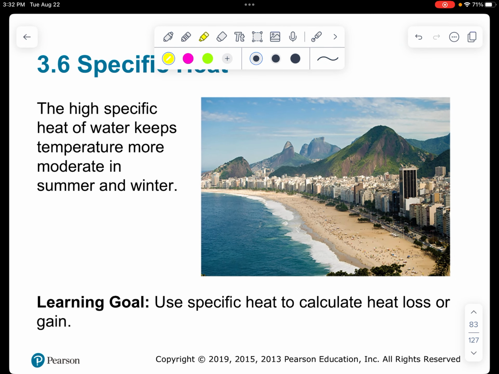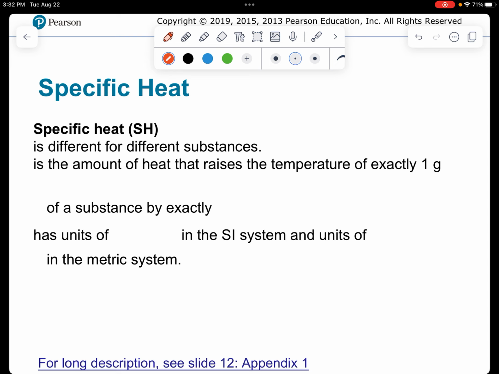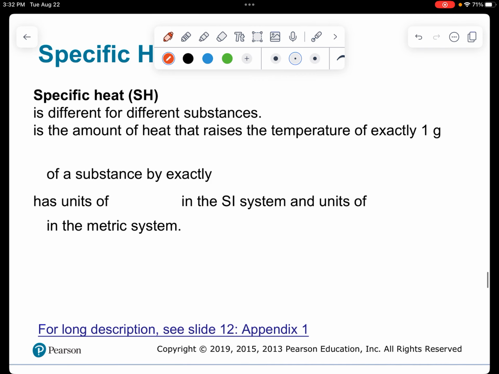Okay, specific heat. The high specific heat of water moderates temperature in the air. This looks like Brazil to me. Okay, specific heat is different for different substances. It's the amount of heat that raises the temperature of exactly 1 gram of a substance by 1 calorie.